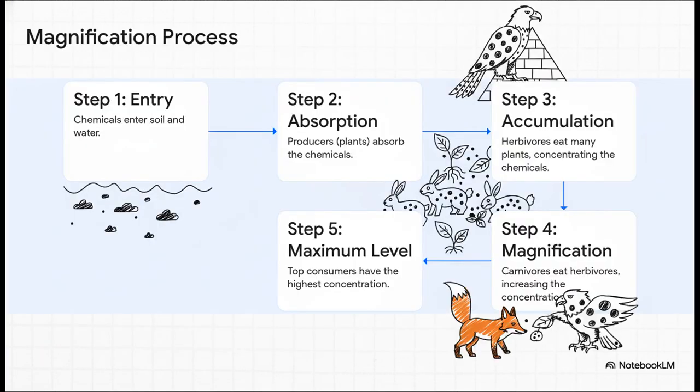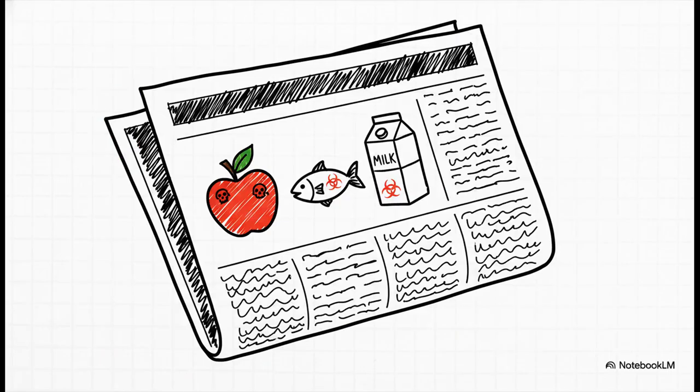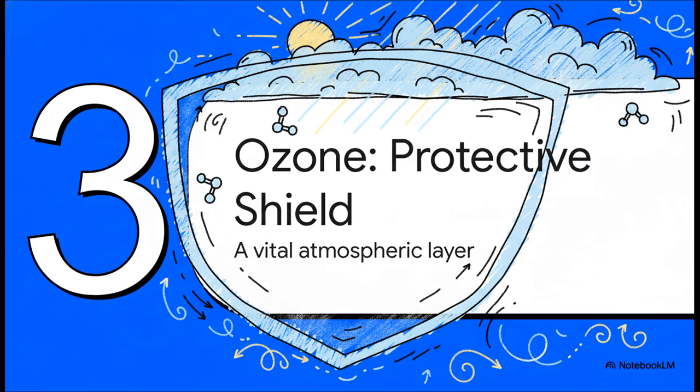Let's see how this builds. At each step, the organism consumes many from the level below it, so the toxin becomes more and more concentrated in its body. And this brilliantly illustrates why we are the most affected. Since we are at the top of many food chains, these chemicals build up to their highest levels inside us. This is not just a theory, it is why you might see newspaper reports about pesticides found in our food items. Now, let's move from the dangers in our food to a danger high up in the sky.